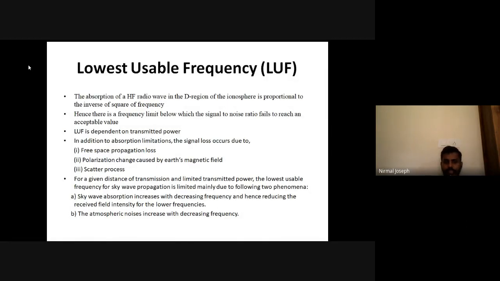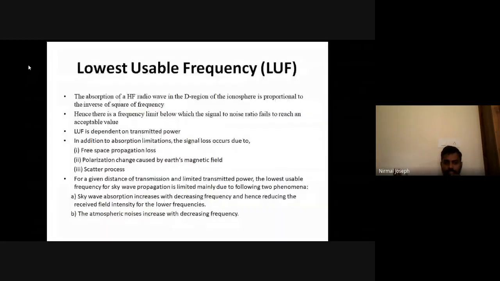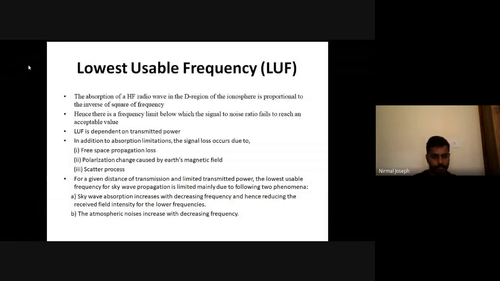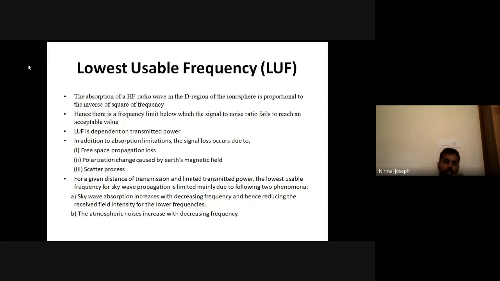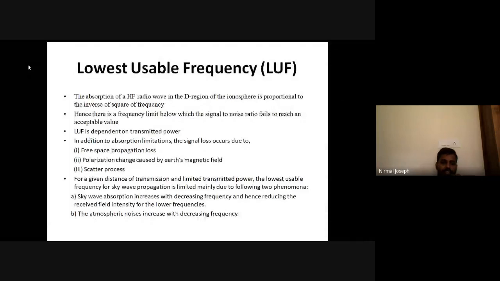In addition to these absorption limitations, the signal loss occurs due to free space propagation loss, polarization change caused by a magnetic field. All these things we have seen already. Then the scatter process. Scattering, you know what is scattering. The signal can get scattered due to obstructions, or while transmitting, it can get scattered.